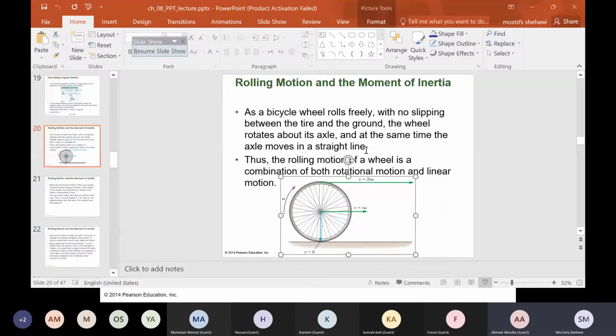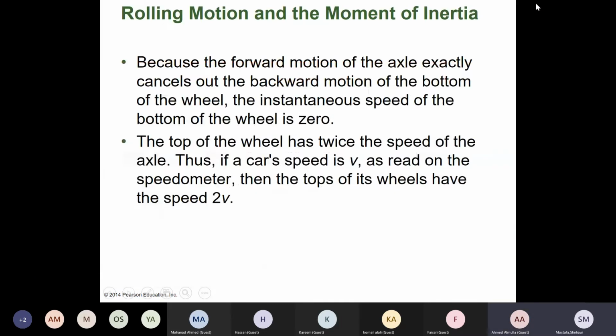Let me bring it to you. Okay, not this one, this one. Rolling motion and the moment of inertia. Because the forward motion of the axle exactly cancels out the backward motion of the bottom of the wheel, the instantaneous speed of the bottom of the wheel is 0. The top of the wheel has twice the speed of the axle. Thus, if a car's speed is v, as read on the speedometer, then the tops of its wheels have the speed 2v.